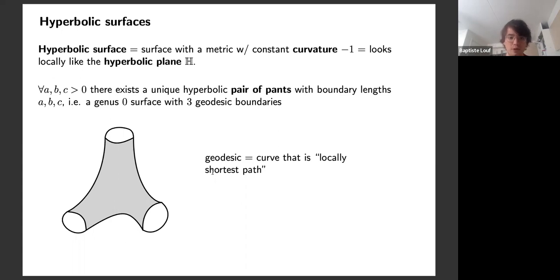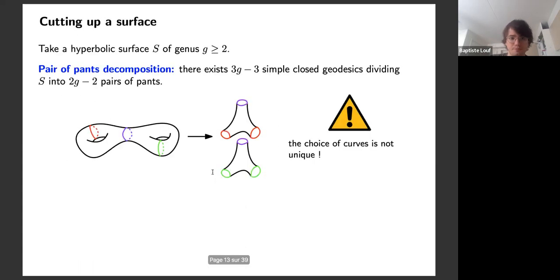And now that we have these building blocks, we can start building more complicated hyperbolic surfaces. So if you take a hyperbolic surface of some genus, the genus has to be greater or equal to two, otherwise it's actually not possible to put a hyperbolic metric on the surface, then you can decompose every surface into a list of pairs of pants. What this decomposition says is that there exists a certain number of closed geodesics, such that if you cut along these closed geodesics, then you get a certain number of pairs of pants.